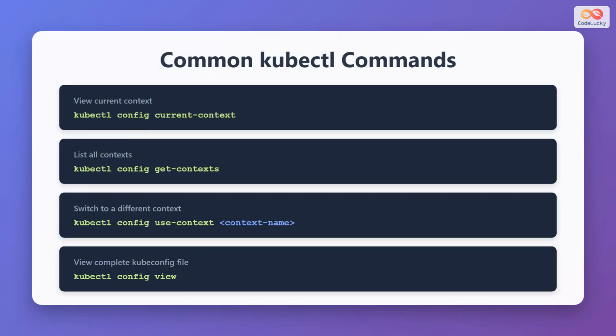Let's wrap up with some common kubectl commands for working with kubeconfig. To view your current context, use kubectl config current-context. To list all available contexts, use kubectl config get-contexts. To switch to a different context, use kubectl config use-context followed by the context name. And to view your complete kubeconfig file, use kubectl config view.